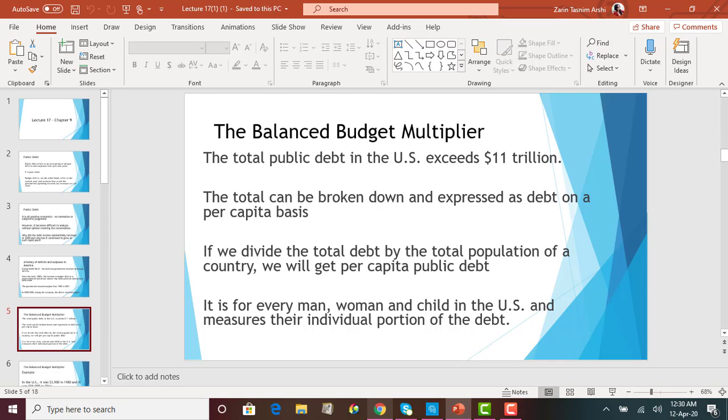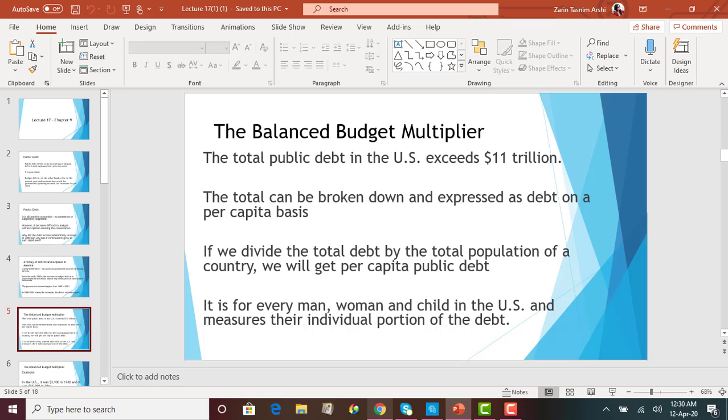So right now, before this coronavirus, the US had a total public debt of approximately $11 trillion. That's basically the summation of all the deficits and surpluses of the previous years. And this public debt can be expressed on a per capita basis, or basically a per person basis. So if we are saying that in the US the public debt is $11 trillion, how much does each individual in the US owe of that debt? Like how much does each of us as citizens of the US owe?